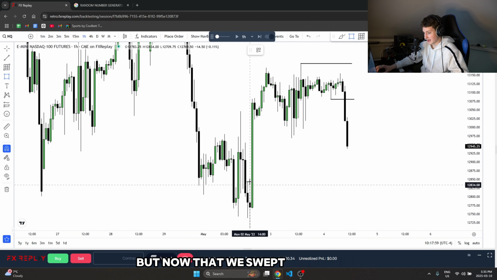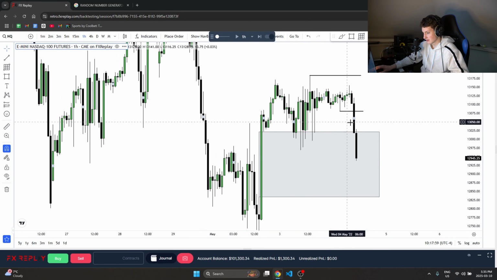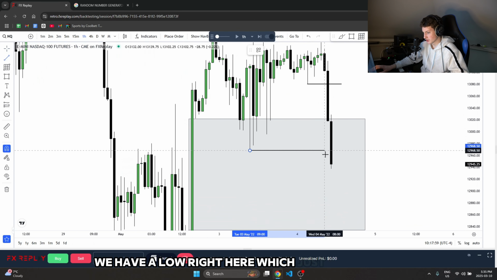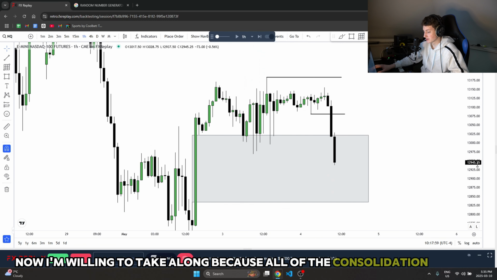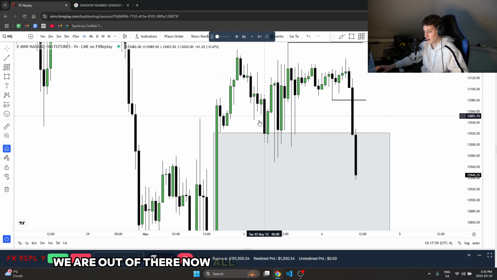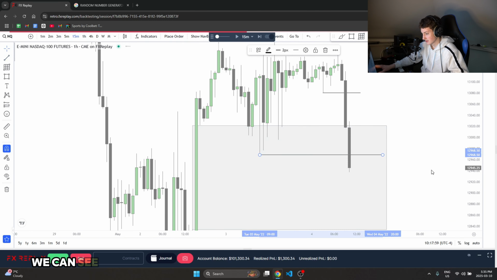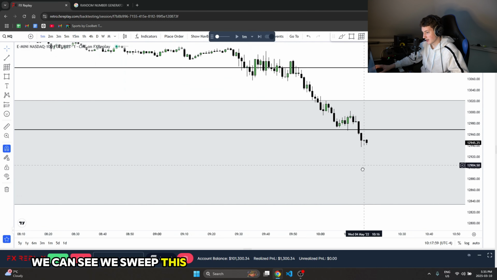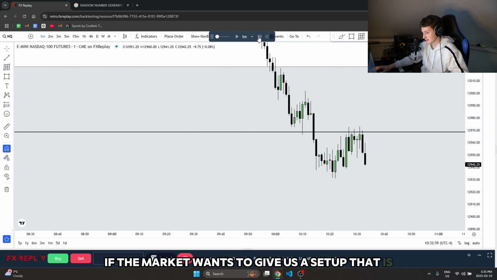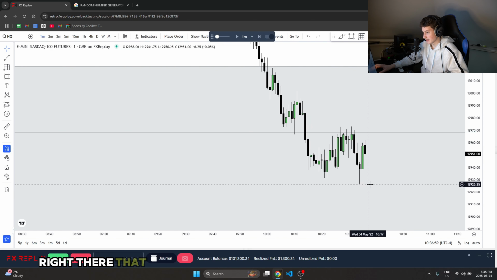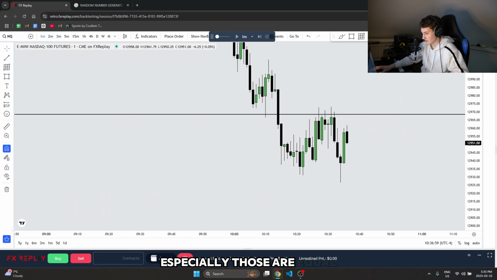But now that we swept everything, it's okay. So if I draw this fair value gap, which would be all of this, we have a low right here, which just swept, okay? Now I'm willing to take a long because all of the consolidation, we are out of there now. All the stop losses have been taken. Now I'm willing to potentially take a trade. So if I draw this low out, we can see we sweep this. Now I'm willing to potentially take a long, if the market wants to give us a setup. That is potentially a setup right there, especially if those are equal.